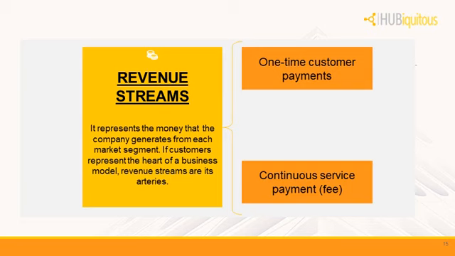So we have two kinds of revenue streams. As I've said, it represents the money that the company generates from each market segment. And if customers represent the heart of the business, okay, my customers are the heart of my business model, the streams are the arteries of this heart, okay? So we have, on one hand, the one-time customer payments. I go, I pay for the service, I obtain the service, and I do not pay anymore for that. And the continuous service payment, okay? That I'm going to charge a fee, monthly, weekly, daily, I don't know, it is yearly, for this service.